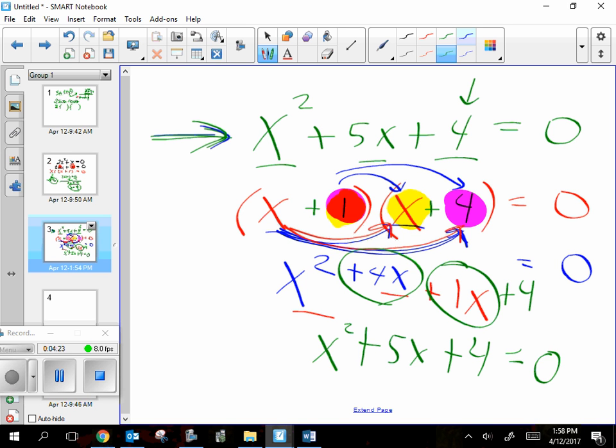Let me tell you, if you had stuck in a 2 here and a 2 here, it would not have worked. We would have multiplied it all out and it wouldn't have worked. So we were just checking to see if it worked, and it worked.